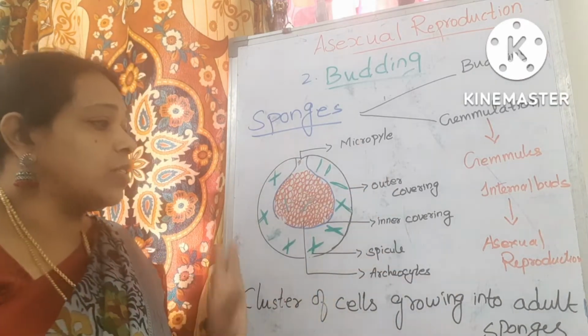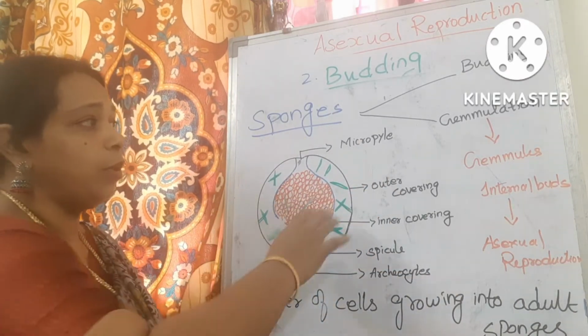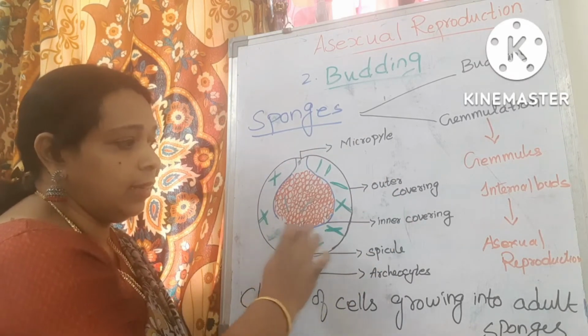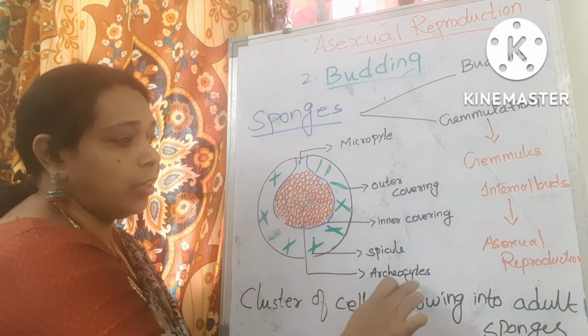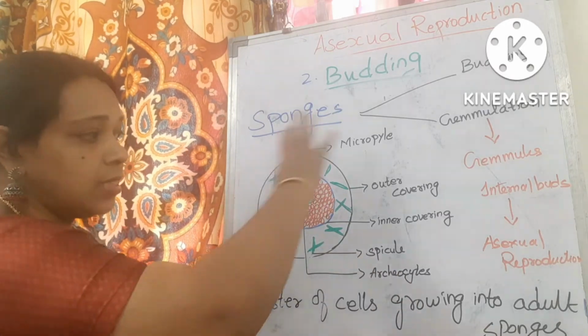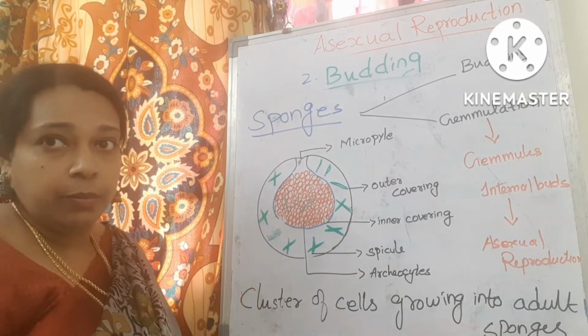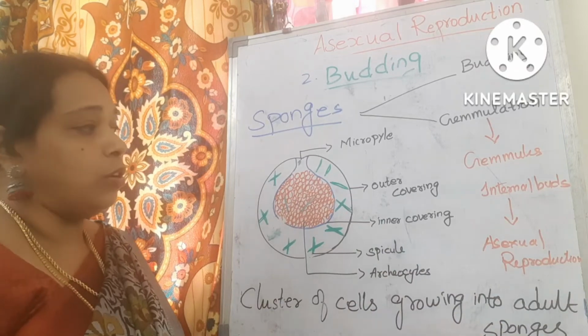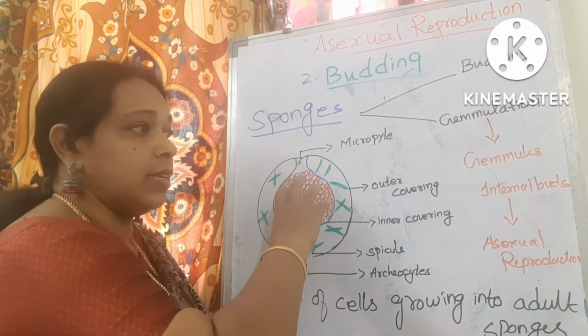Okay, and this is the structure of a gemmule. This gemmule has a micropyle. It has an outer covering and an inner covering. Inside that we have archaeocytes and the spicule. Okay, so this is the structure of a gemmule, and the cluster of cells growing into adult sponges. This has a cluster of cells.